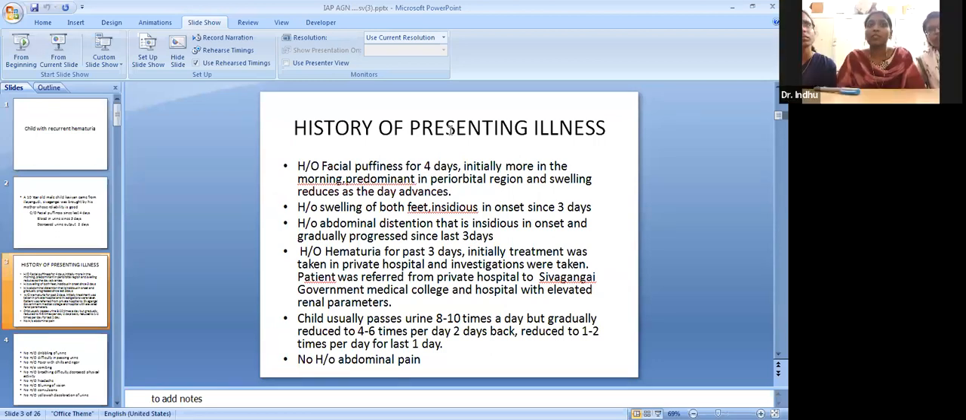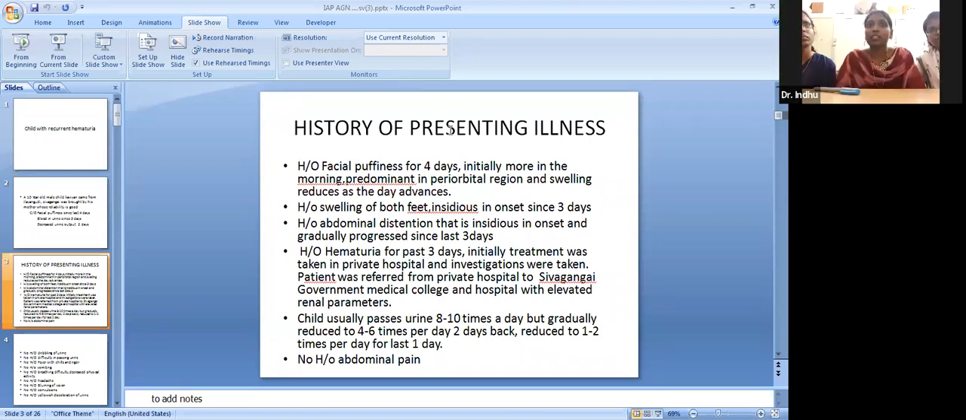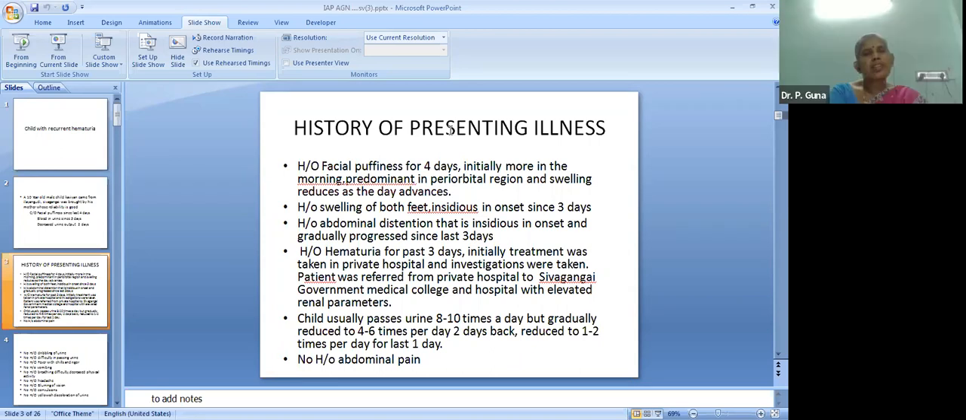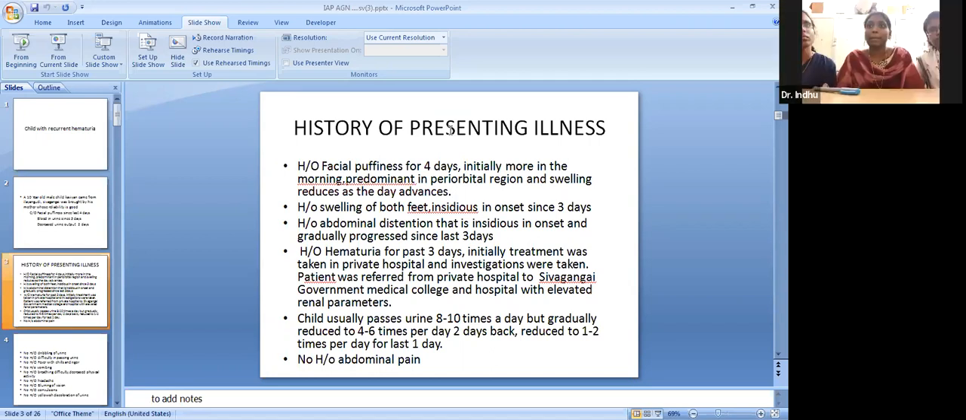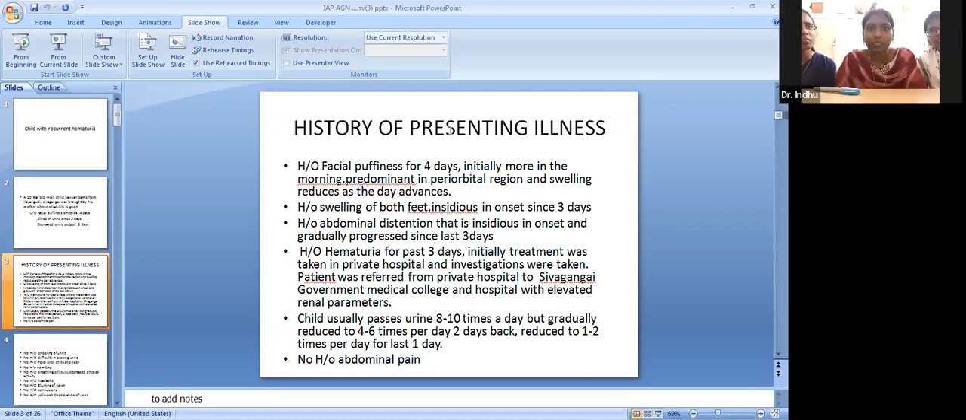The color of the urine was cola-colored urine. Okay, that is specifying what? Cola-colored urine mostly denotes post-streptococcal glomerulonephritis. That means it's glomerular involvement, right? Yes, ma'am. Cola-colored is not specific for post-streptococcal. Cola-colored generally suggests that it is coming from the upper tract. So most likely you're looking at a glomerular cause of hematuria.